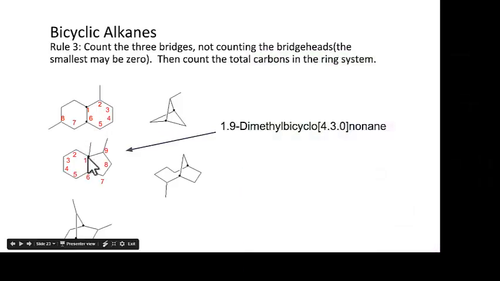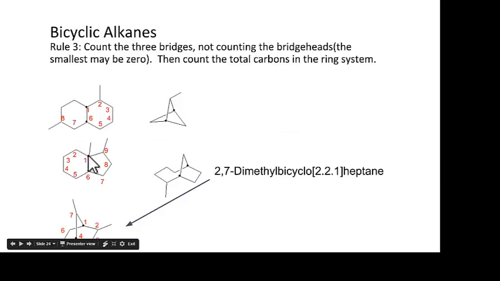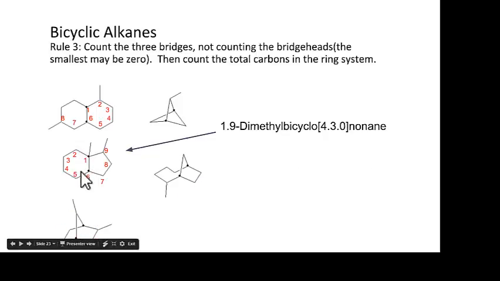This one, are we going to number from here, or are we going to number from here? Well, in this case, it's easy because this actually has a branch right on it, so that's carbon number 1. This doesn't have a branch on it, so that's not carbon number 1. And then the rule says you have to go around whichever of the 2 bridges is longer. Now in this case, this is the longer bridge. A 4-carbon bridge is longer than a 3-carbon bridge, so we've got to go around this way, and then we're going to start numbering the second one.